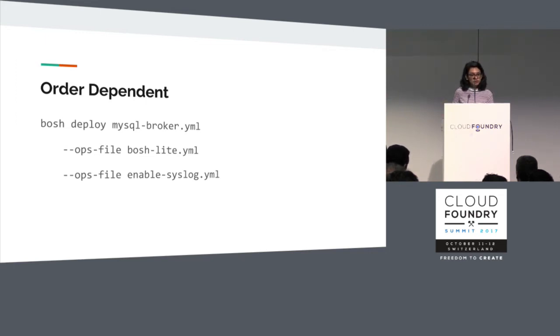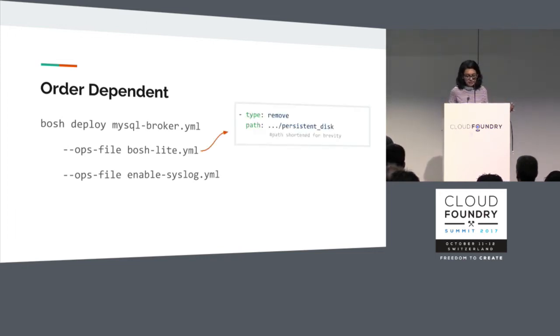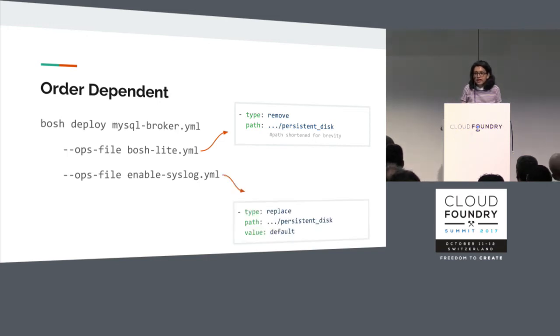So this is an order dependent command, and although it's nicely seemingly separating concerns, you still may end up in a situation where you are overwriting. For example, in my Bosch Lite, I'm removing the persistent disk, but for very valid reasons, I could also want to add a persistent disk in my enable syslog ops file. So the result would be that I would end up with one. I'm not doing that currently, but that's something I, as the deployment curator, am in charge of, right?